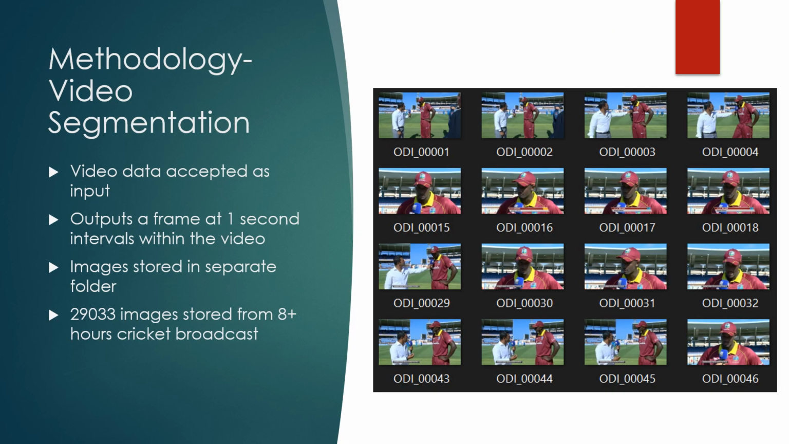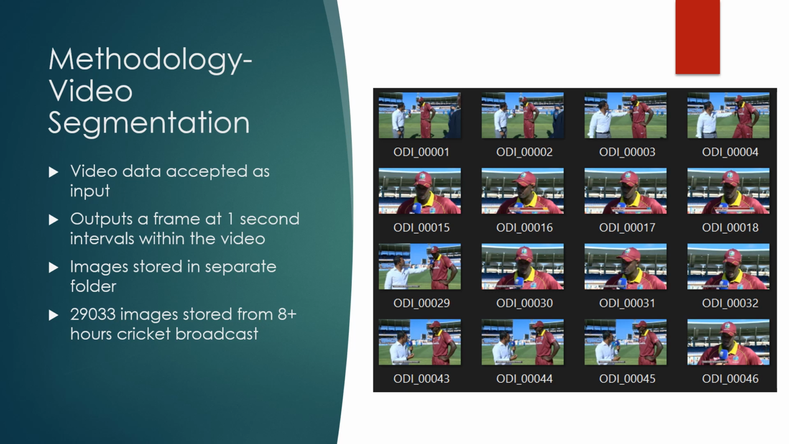Now we move on to the methodology. We must first divide the broadcast video into segments. This stage is necessary to perform pre-processing and allows us to isolate relevant content. The proposed method samples the input video every second and outputs an image. These images are named incrementally and stored in a separate folder for pre-processing. The OpenCV library within Python will be utilized for this task.